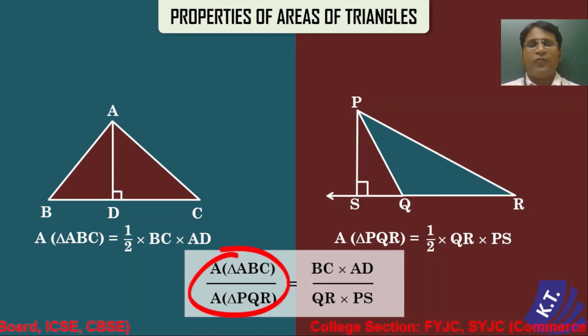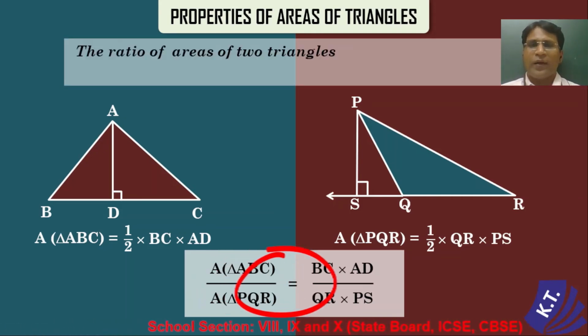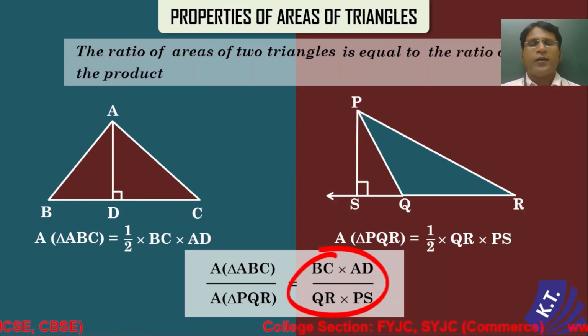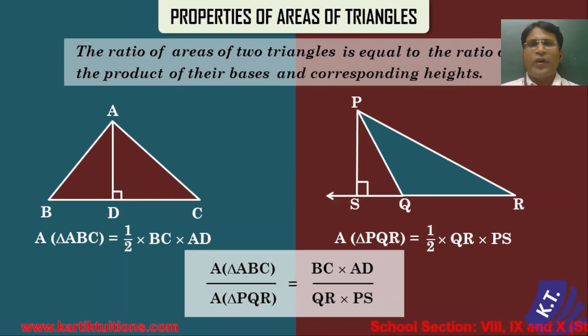Now let us write the statement of this. See, on left hand side we have the ratio of areas of two triangles. On right hand side also we have the ratio, but the ratio is what? The product of their bases and corresponding heights. So the ratio of areas of two triangles is equals to the ratio of the product of their bases and corresponding heights.